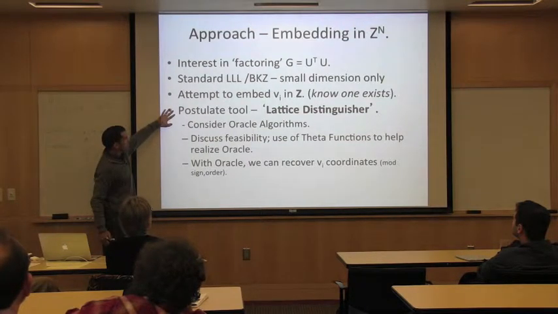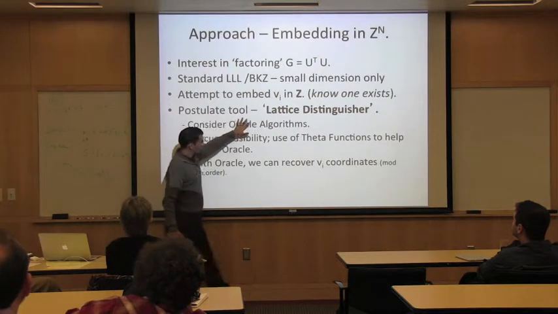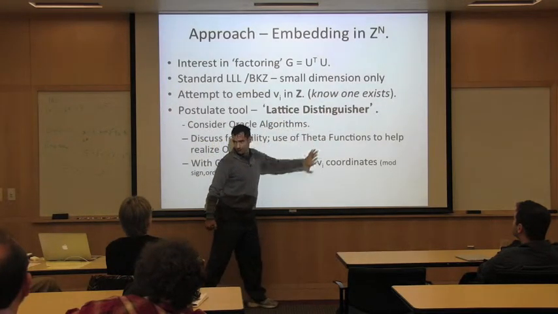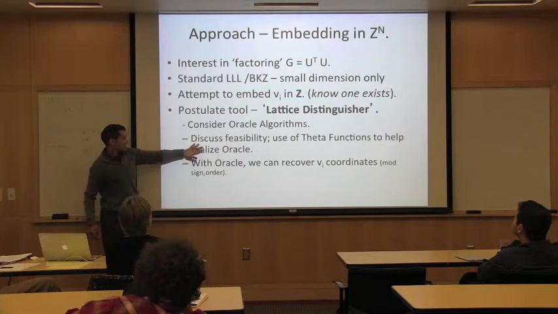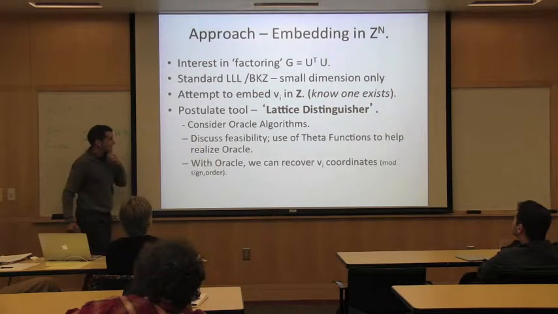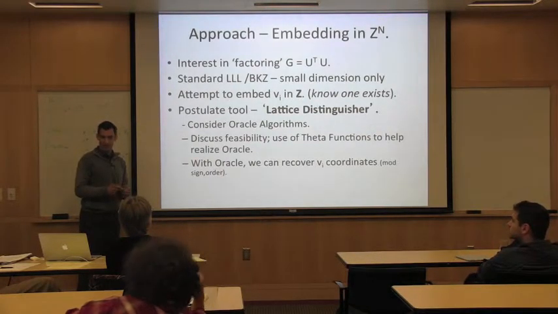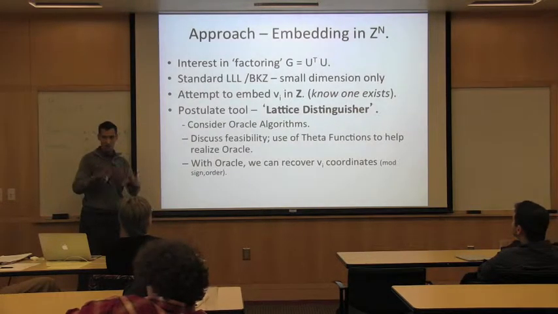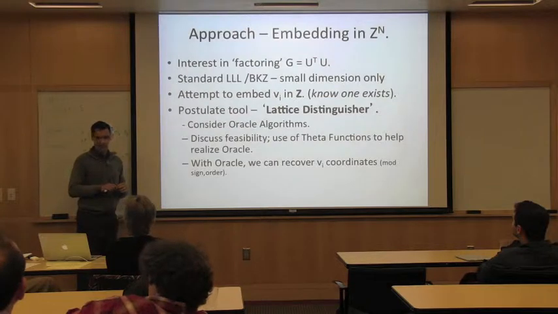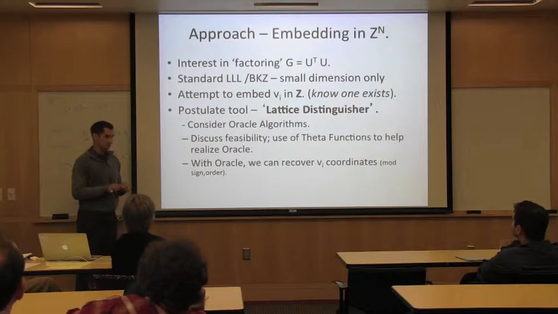So what I did in some papers, I said, if you had a tool, which I would call a lattice distinguisher, then you could create an oracle algorithm, and the oracle algorithm would actually recover U. As long as you can use this oracle as often as you like, for practically free, it tells you whether two Gram matrices are defining isometric lattices. Just yes or no. Is this for arbitrary matrices or determinant one? For arbitrary matrices.